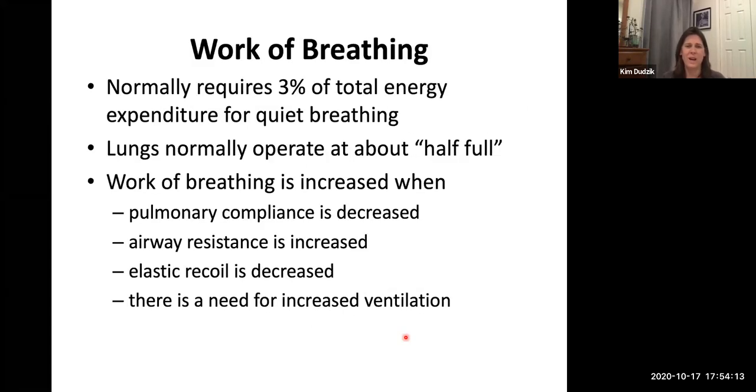Okay. And that brings us to the work of breathing. So normally, just normal restful breathing takes about 3% of the total energy. So just to breathe, don't you get tired? I'm just sitting here breathing. I'm using 3% of my energy. So that can get you pretty tired. I'm just kidding. Anyway, and then during normal restful breathing, your lungs are operating at about half full.